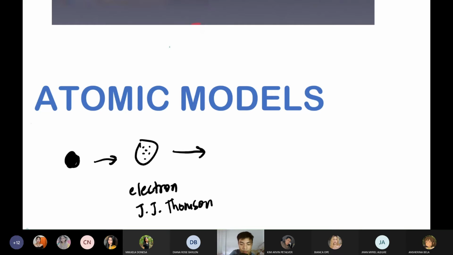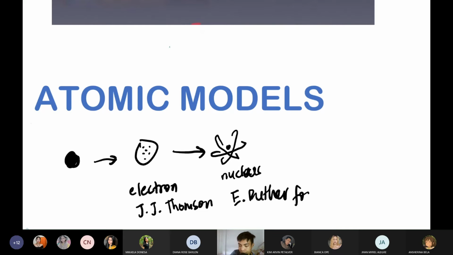And then later on, that was improved by Rutherford. So ano napansin ni Rutherford, may ganyan na. Okay, so meron na daw nucleus, no? Nucleus. Ito kay Ernest Rutherford. And then later on, kay Chadwick, James Chadwick ito. Tapos nung kay Chadwick, nalaman niya na may neutron yung ating nucleus. Okay?